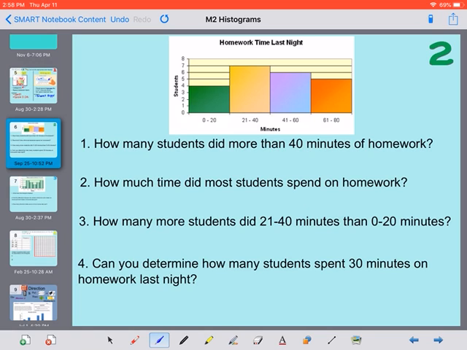This is looking at students in minutes, how many minutes they spent on their homework last night. So it says how many students did more than 40 minutes of homework. So not 40, but more than 40. So more than 40 would begin right here at 41, and we'd be going up. So more than 40, there were, if we look here, 6 students in this range and 5 students in this range. So if we add those together, that was a total of 11 students.